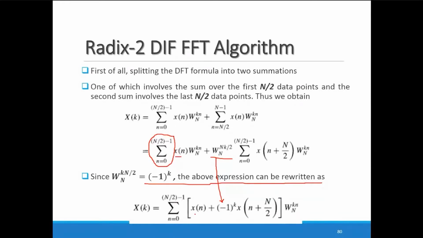First term is x of n. Second term is x of n plus N by 2. This twiddle factor is simplified to minus 1 raised to k. And outside this, we are writing the common twiddle factor, omega N raised to kn. Now here we have written this term omega N raised to kN by 2 is equal to minus 1 raised to k. Let us derive this also.